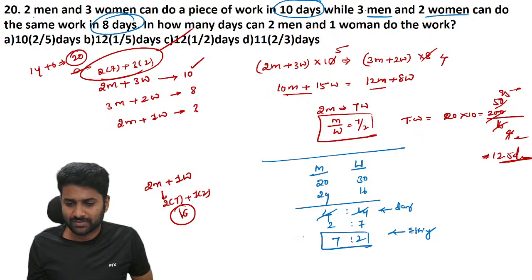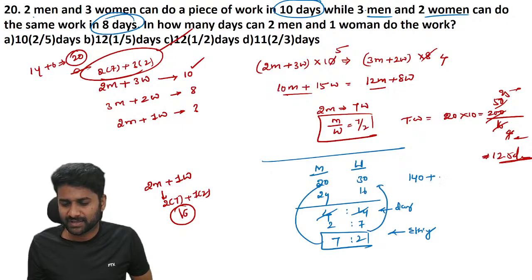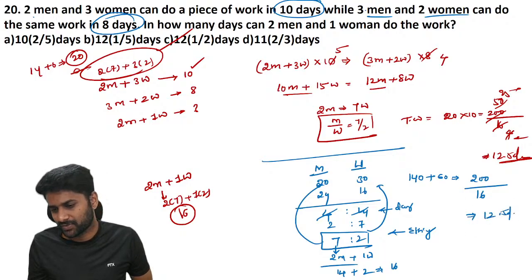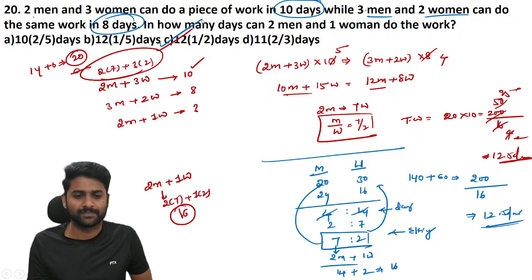Now the total work: 7 into 20 is 140, 2 into 30 is 60, and the total work is 200. Now we are assigning these 200 units of work to 2 men and 1 woman. 7 into 2 is 14 units, 2 into 1 is 2 units, so they complete 16 units per day. For 200 units, it takes only 12.5 days.